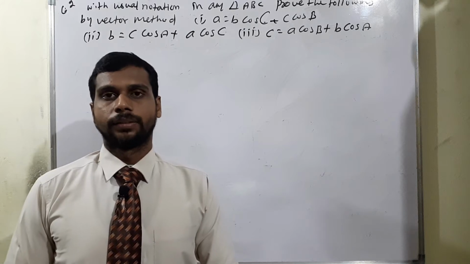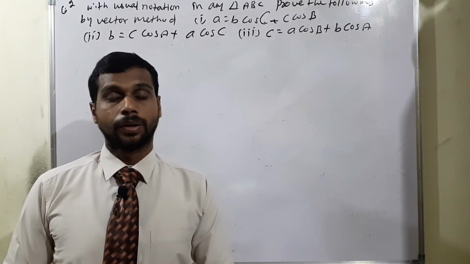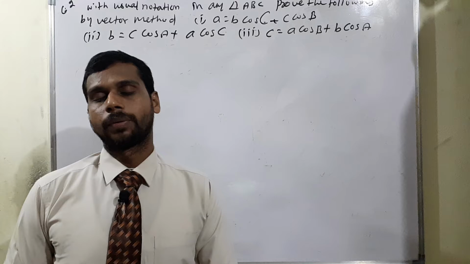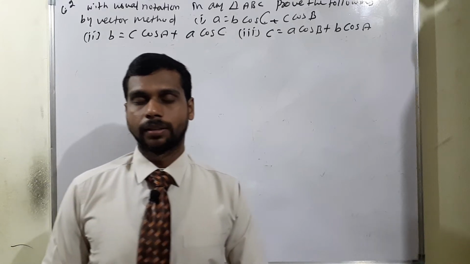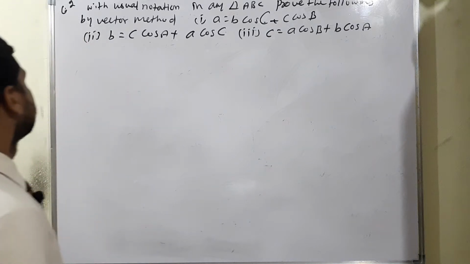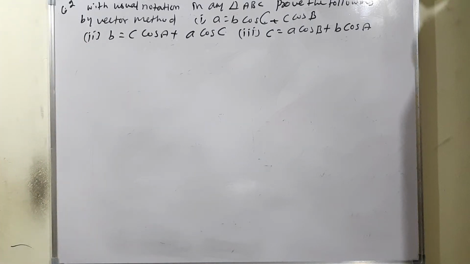Welcome to Max class. In this conversation, we are going to continue the examples from chapter number 6. What is the name of chapter number 6? Application of vector algebra. I am moving to example 6.2. Question: with usual notation in any triangle ABC, prove the following by vector method.